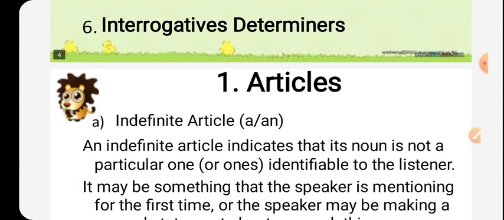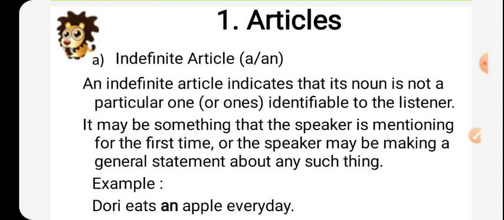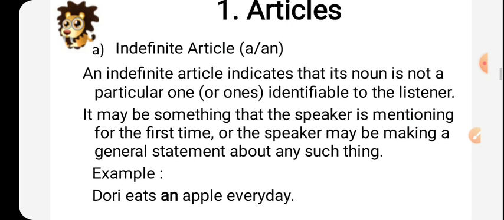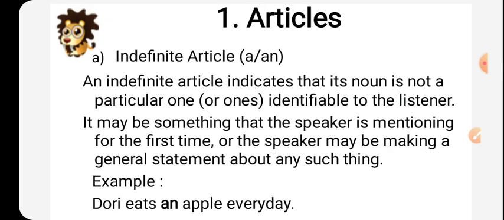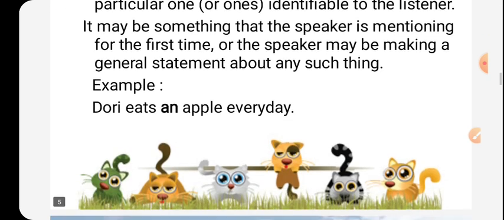Let's start with the first category, articles. We have the indefinite articles, that is very much clear to all of you, a and an. An indefinite article indicates that its noun is not a particular one. If there is just general information about the noun, then most of the time an indefinite article is used in front of it. We'll see the example. Dory eats an apple every day. Here we are not aware which apple Dory is eating every day. She is just eating any apple, that can be any apple.